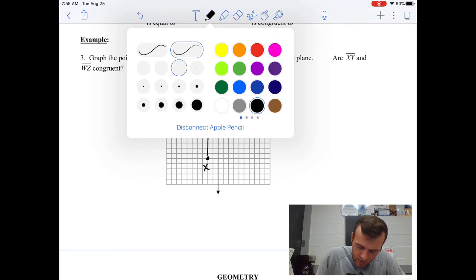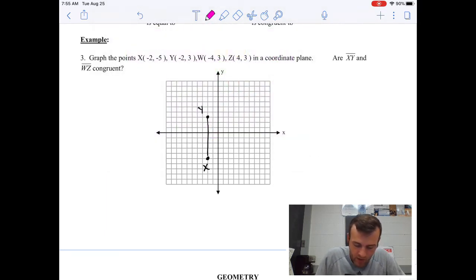Change colors. Let's do that. I like that pink though. So W is (-4, 3). 1, 2, 3, 4. 1, 2, 3. So we got W. And Z is (4, 3). 1, 2, 3, 4. 1, 2, 3. And got Z. Connect those up.